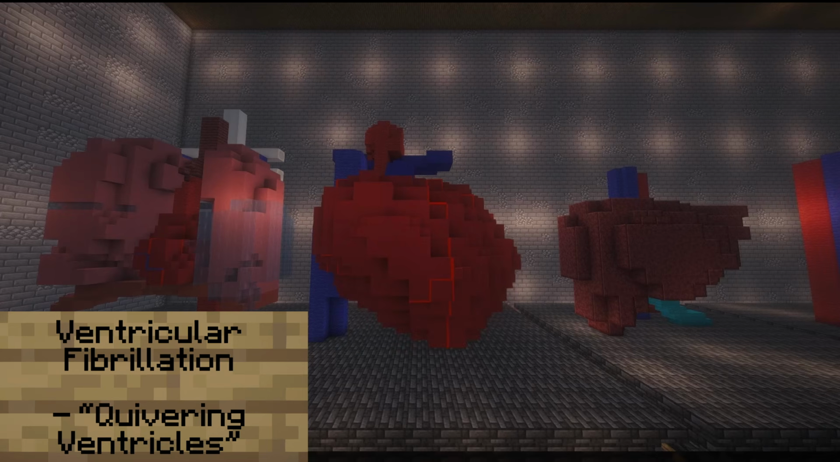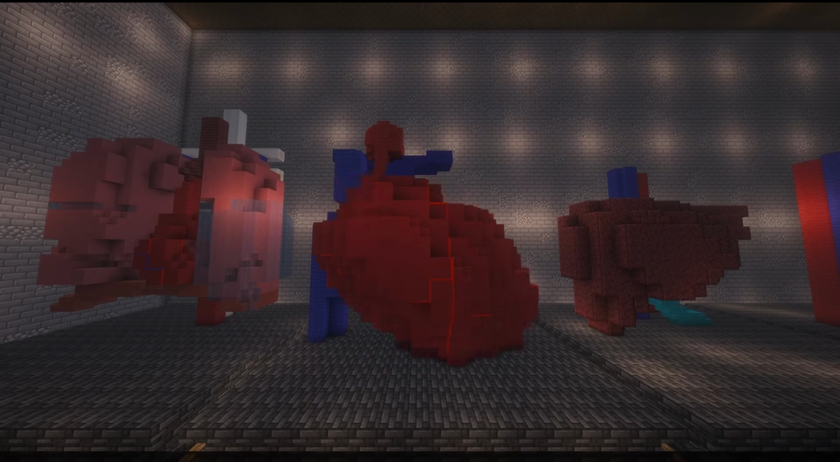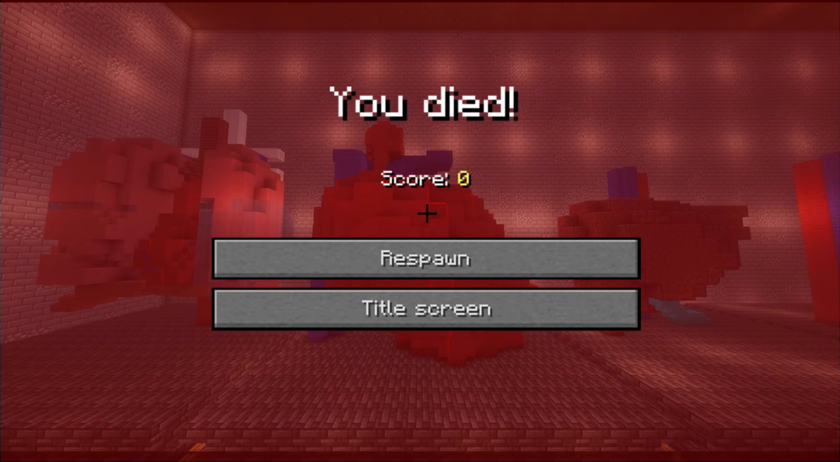And finally, we have ventricular fibrillation. In this state, the ventricles are quivering themselves, and so no smooth, strong contractions are actually occurring, which means that no blood is actually pumping around the body, and so this is not compatible with life.